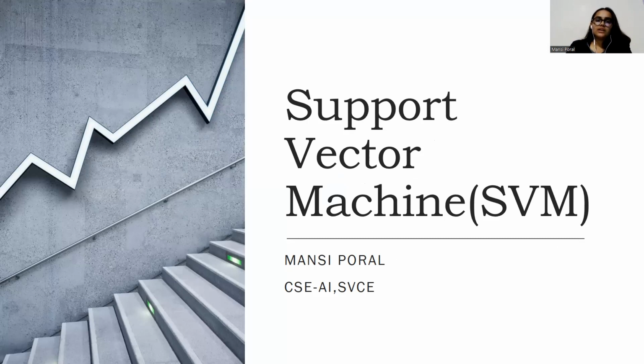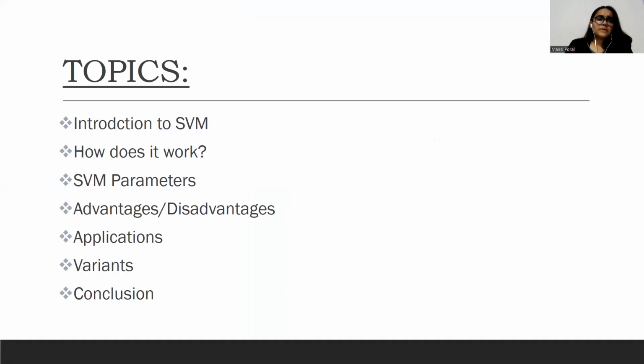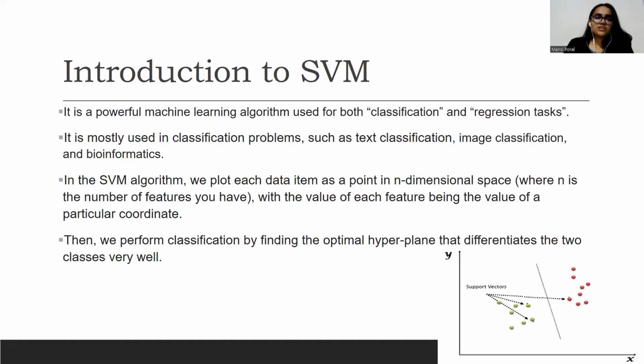So today we'll learn about what a support vector machine, shortly known as SVM, is, which comes under the topic of machine learning. So let's begin with the video. Topics that we are going to cover in this video are introduction to SVM, how it works, SVM parameters, disadvantages and advantages, applications, variants, and conclusion. So let's begin with the introduction.